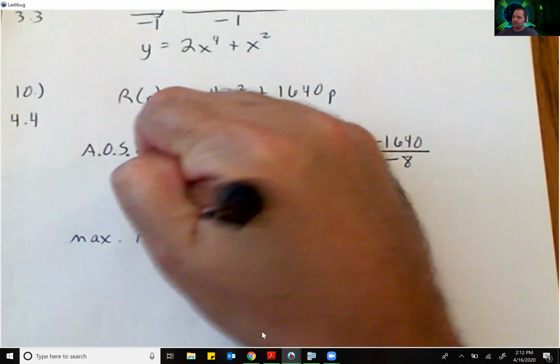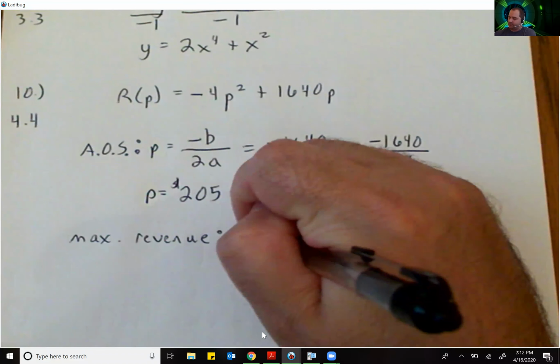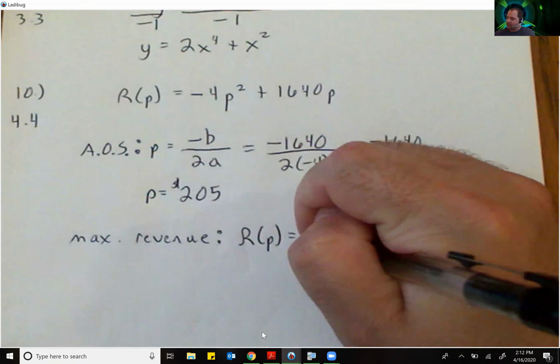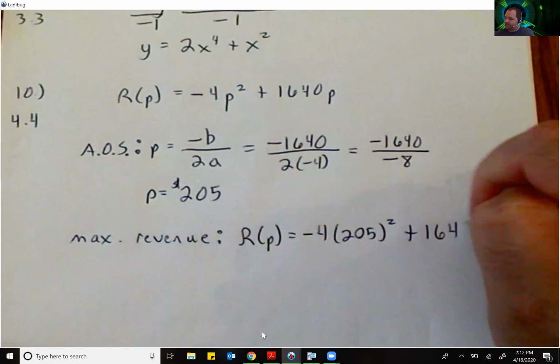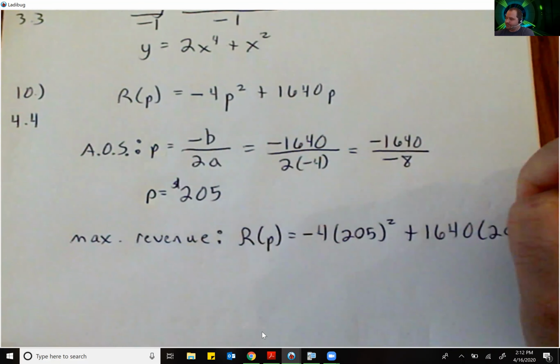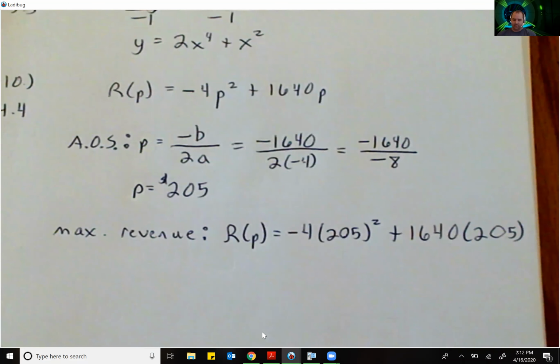Plug it in for the price for P. Just plug it in. That's right. So if I want to find the revenue, all I've got to do is plug it in. So negative 4 times 205 squared plus 1,640 times 205. I'm just going to let my calculator do all the hard work. I'm going to put it in exactly the way I see it. Okay, just putting that into my calculator. And what do we end up for the maximum revenue?